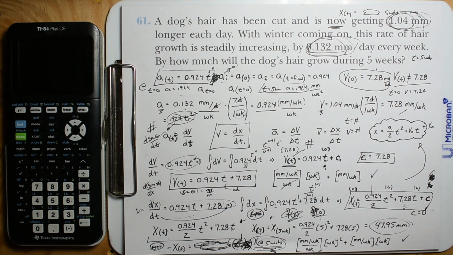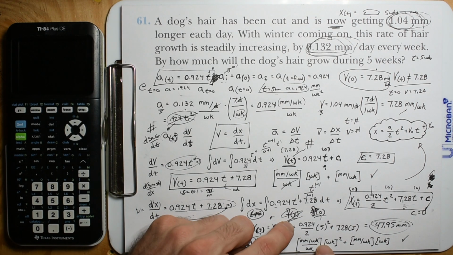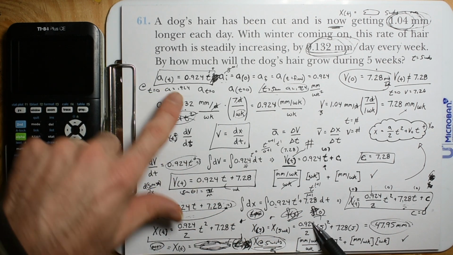Anyway, so we do have this function of time. We're going to throw in 5 weeks. Basically, this divided by 2, times 5 squared. And if we do all that, we get 47.95 millimeters. We're going to do a double check on units. This was our acceleration.